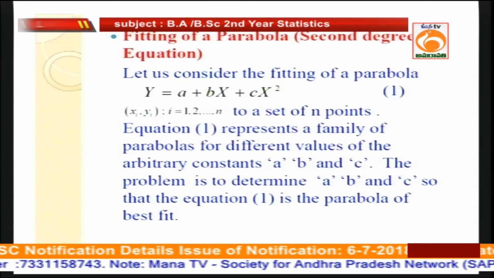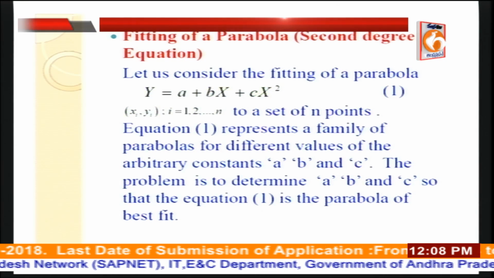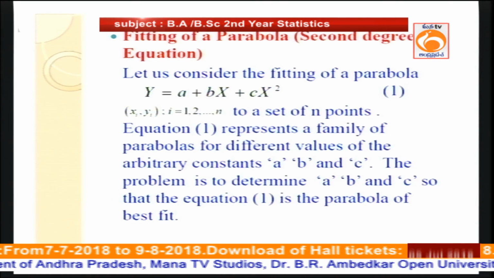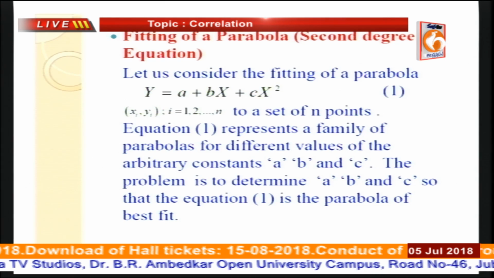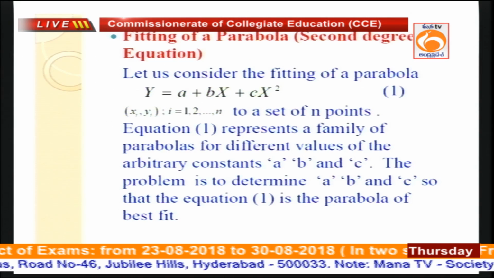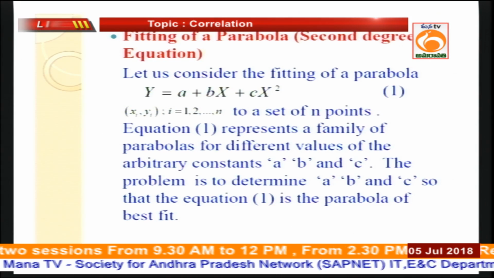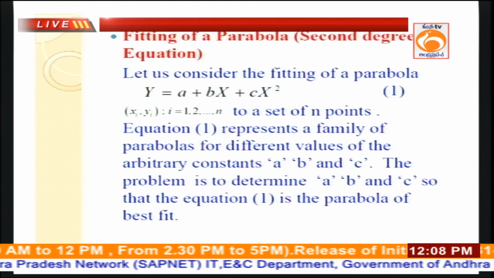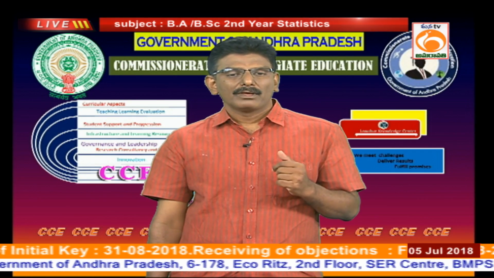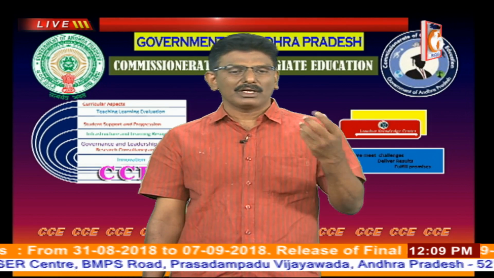Let us consider the fitting of a parabola. y = a + bx + cx square. Let (xi, yi), i = 1 to n, be a set of n points. Equation 1 represents a family of parabolas for different values of the arbitrary constants a, b and c. The problem is to determine a, b and c so that equation 1 is the parabola of best fit. To estimate these a, b, c values, we require 3 normal equations.